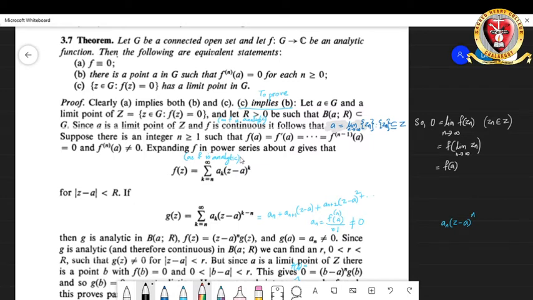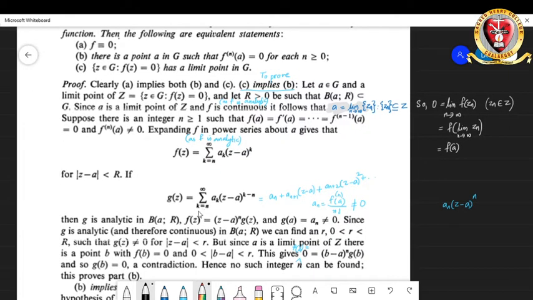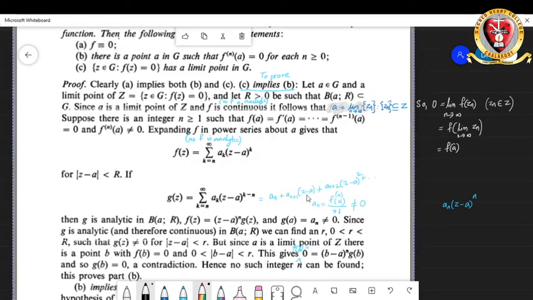Now, as f is analytic, it definitely has a power series representation about a. So f of z is equal to summation k is equal to n to infinity a_k (z minus a) to the power k, where modulus of z minus a is strictly less than r. Define g of z is equal to summation k is equal to n to infinity a_k (z minus a) to the power k minus n. Fine. When we expand, substitute k equal to n, you get a_n, plus a_(n+1)(z minus a) plus a_(n+2)(z minus a) whole squared plus etc.